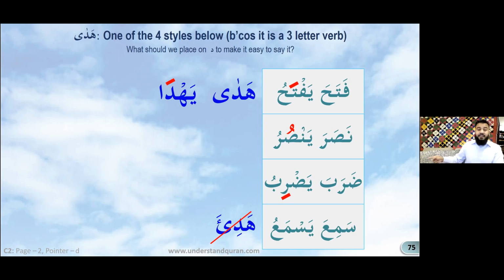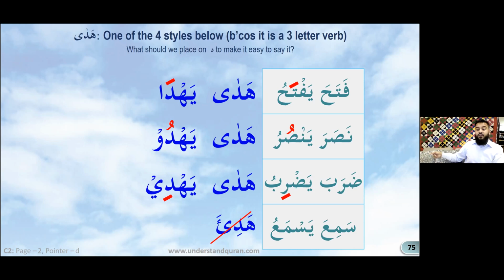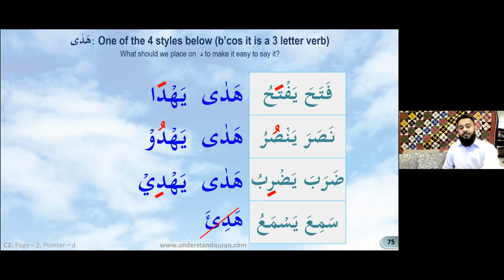So does hada turn into yahda, where it follows the fataha or yaftahu form? Or does it follow the nasra form where hada turns into yahdu, just like nasra turns to yansuru? Or lastly, does hada follow daraba, which is daraba yadribu, where it's hada yahdi? Say it with me. The three options we have are yahda, yahdu, or yahdi. See which one feels the most comfortable.